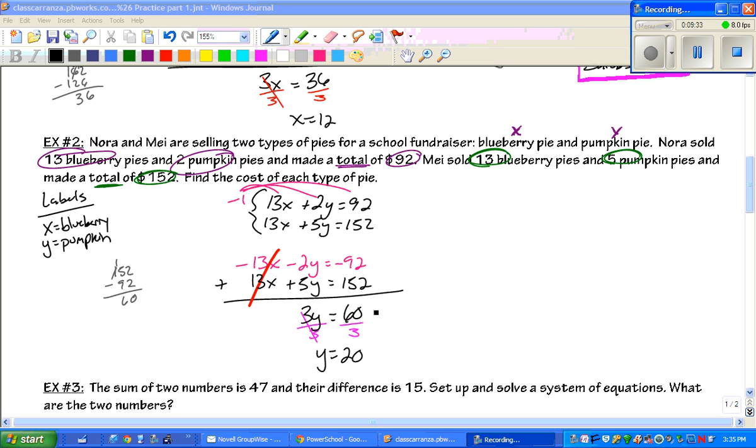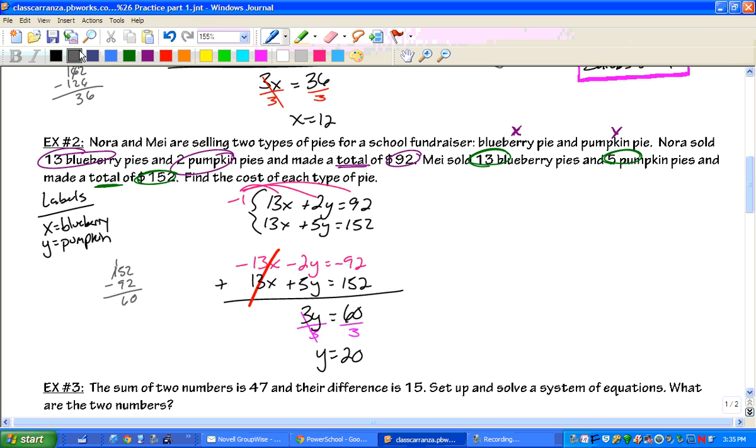And now all we're going to do is plug that into one of the original equations. You can pick whichever one looks easiest. I'm going to do the top one because it's got slightly smaller numbers. So 13x plus 60 equals 92. I'm going to subtract both sides by 13.